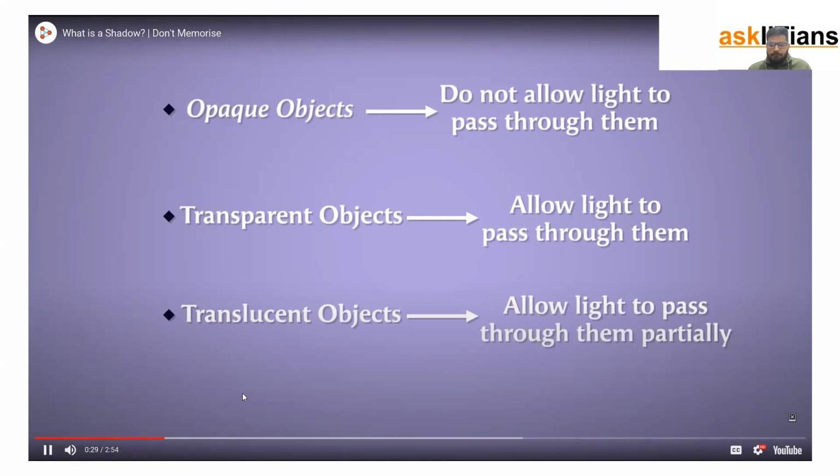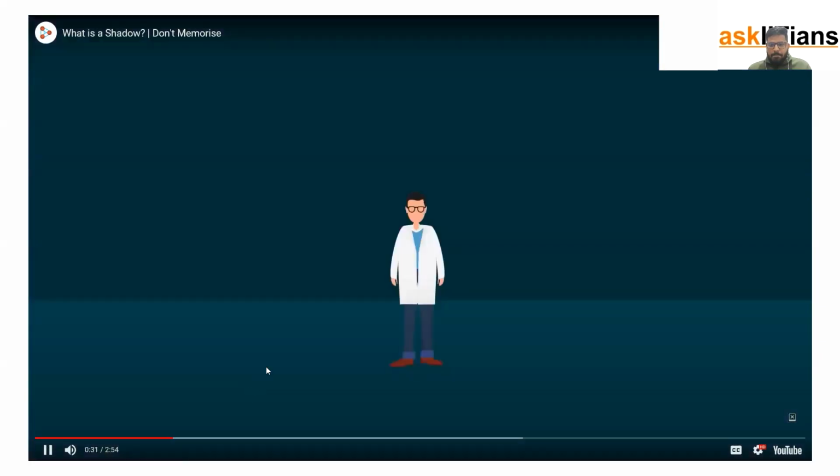Now I want you to answer this question. What kind of an object is a human body? So the person is asking what kind of object is a human body. Or if I ask you, are you able to see through a human body? I think your answer should be no.